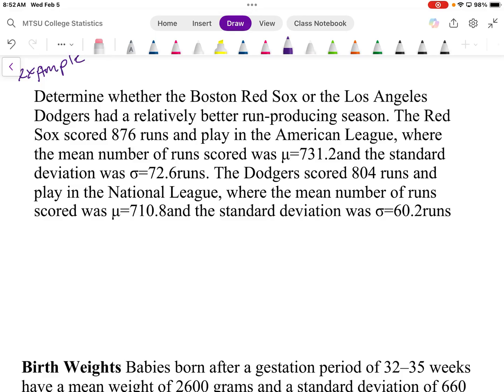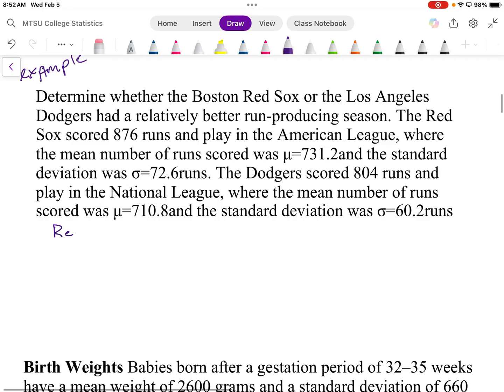Okay, their makeup wasn't the same beforehand. So now, in order to see which team was better, we need to standardize. Okay, so with that in mind, let's go over here. We're going to say the Red Sox, and we're looking for the Z-score for the Red Sox.